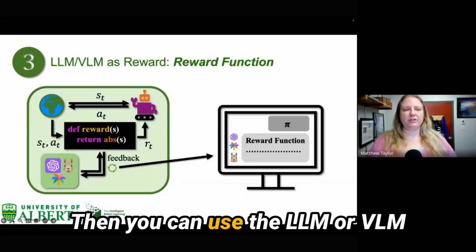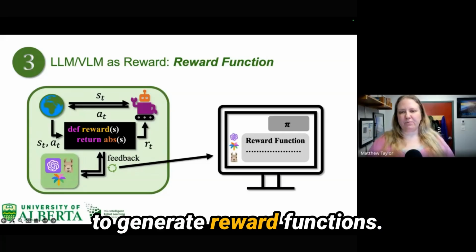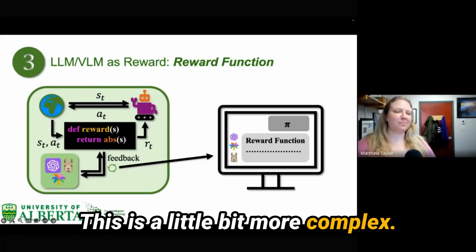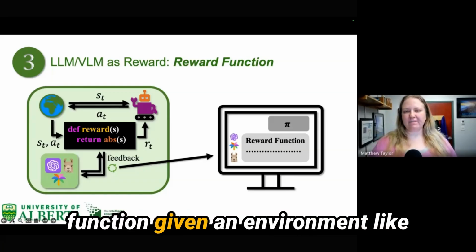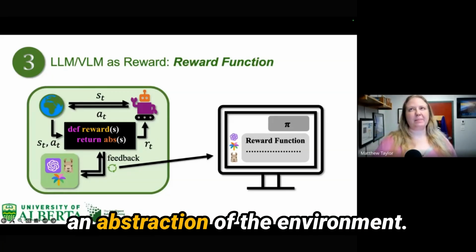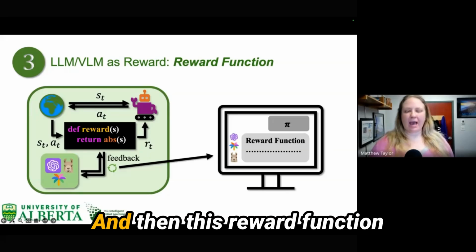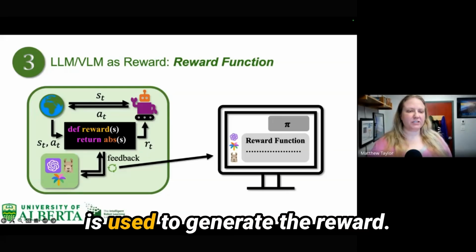And then you can use the LLM or VLM to generate reward functions. This is a little bit more complex. The LLM or VLM outputs a reward function given an environment, like an abstraction of the environment. And then this reward function is used to generate the reward.